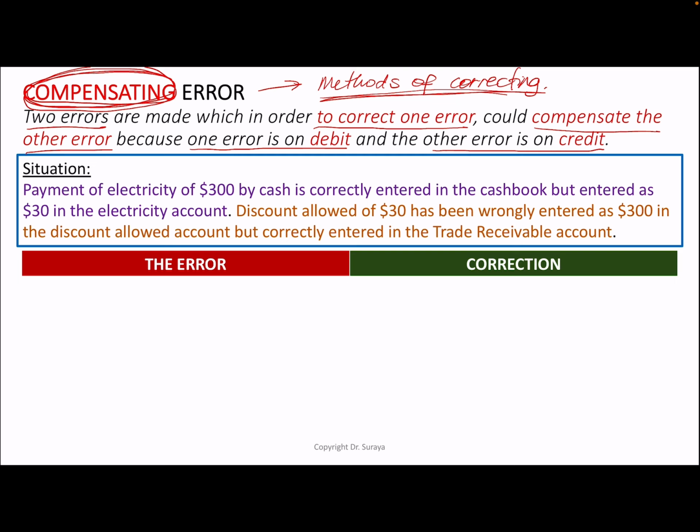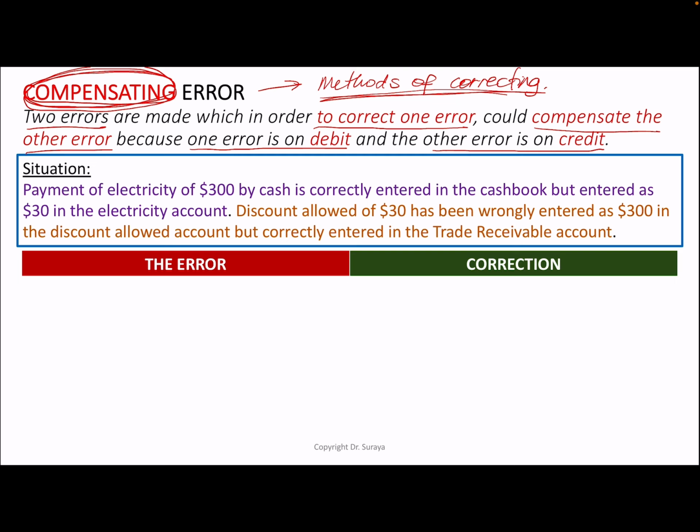Now I know it can sound a little bit complicated, but it's not really that complicated. So remember, the two errors that are made are totally different types of errors. However, if you correct one of the errors, it will be on the debit side and the other error will be on the credit side. Therefore, you can actually correct them simultaneously so you can compensate each other.